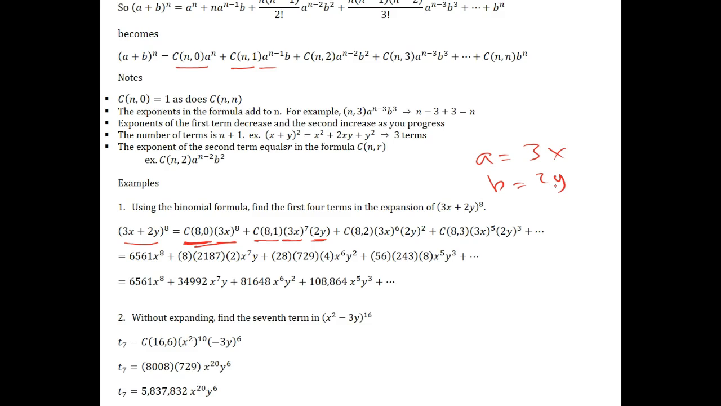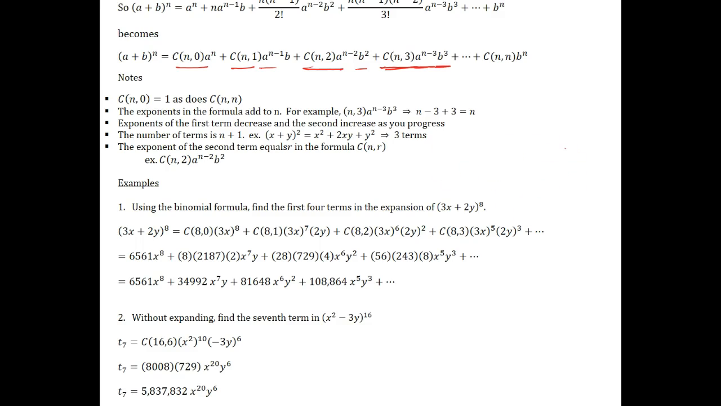That may be helpful. The third term, 8 choose 2. A, which is 3x to the power of 6. B, which is 2y squared. And the fourth term is 8 choose 3, which is this term right here. A, which is 3x to the power of 8 minus 3, which is 5. And b cubed, which is 2y to the power of 3. That's all you need to find are those first 4 terms. And again, using this notation, the binomial coefficient, makes the actual expansion quite easy to do.